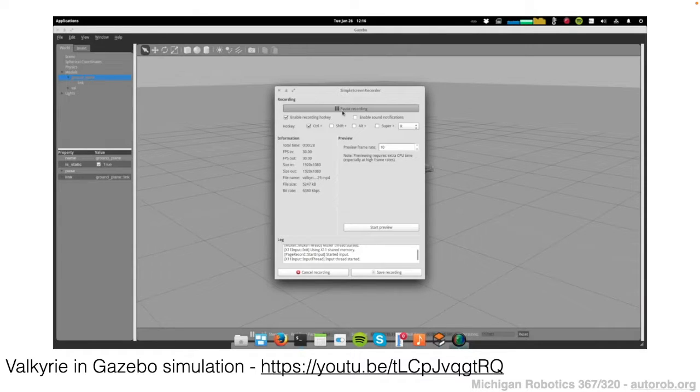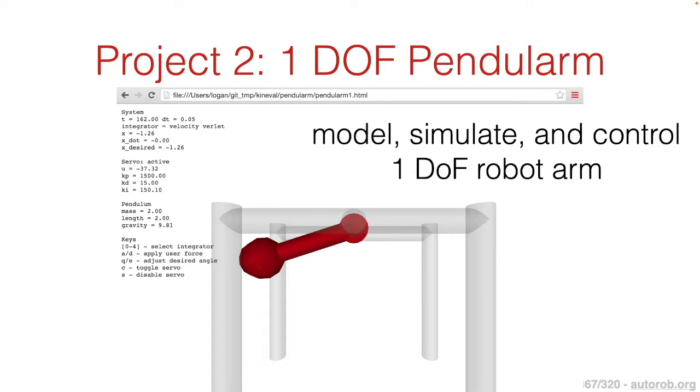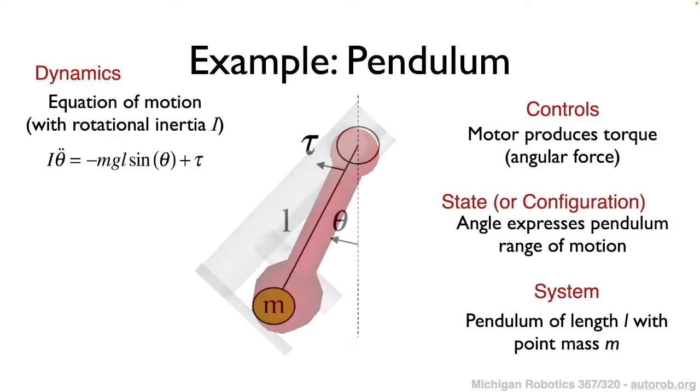This now brings us to our first robot that we will be implementing, what we call Pendulum. It's for assignment number 2, or project number 2, where we're going to be implementing the model, the physical simulation of, and then the control for a 1 degree of freedom robot arm as shown here. This should look somewhat familiar to the one-link pendulum which we discussed towards the beginning of lecture on this slide.